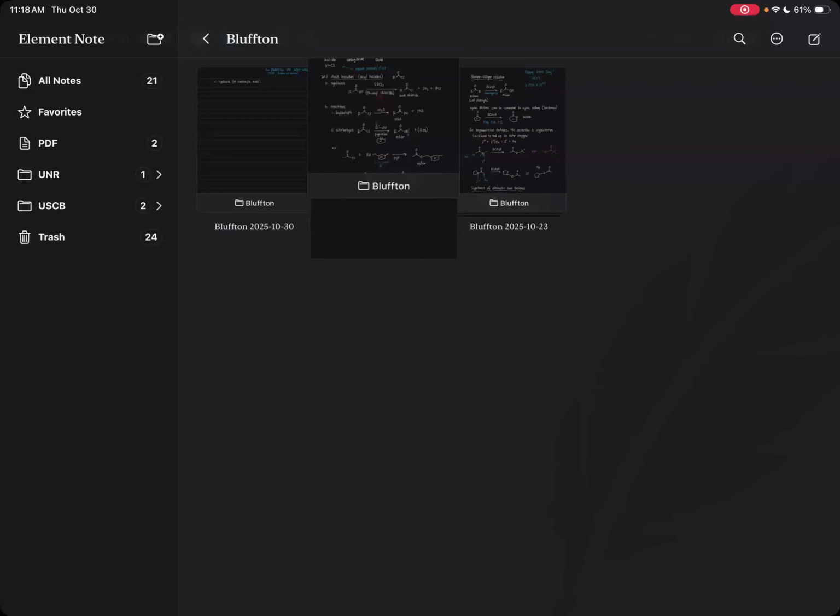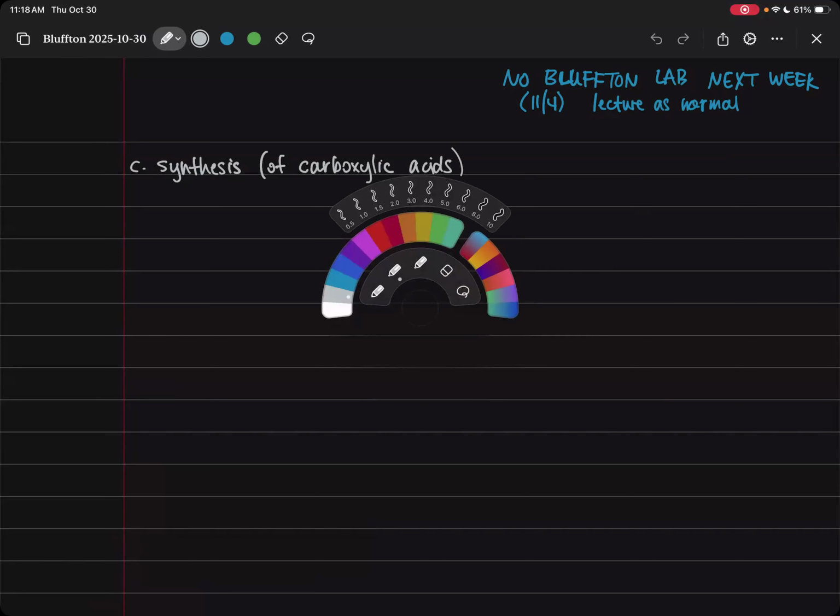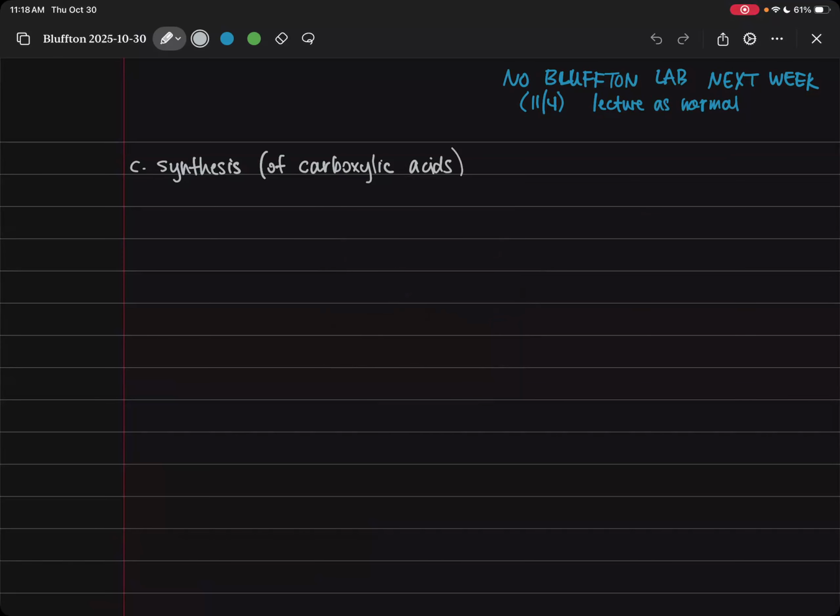Okay, so today we need to talk about the synthesis of carboxylic acids. As a reminder, no lab for Bluffton people next week, but we'll have lecture as normal. So for the synthesis of carboxylic acids, we've got 4 different ways that we can do this.